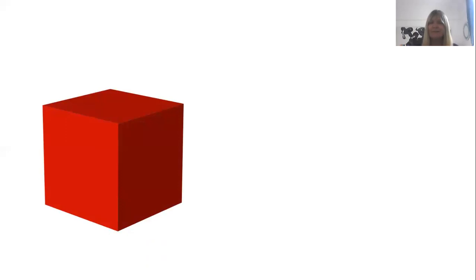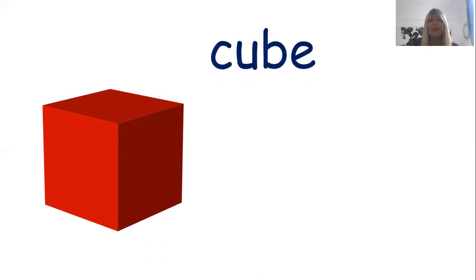And our shape today is this. Can you remember what this is called? You're right. It's a cube. And a cube is a 2D or 3D? 3D, because you can pick it up. You can pick up a cube and hold it. It's solid. You can look underneath and you can look on top of it. And look around the sides.